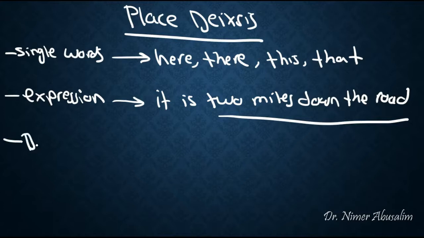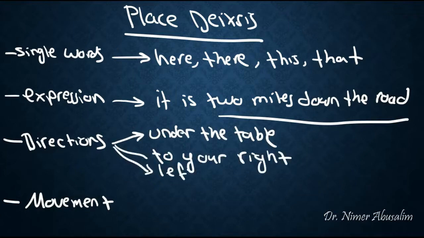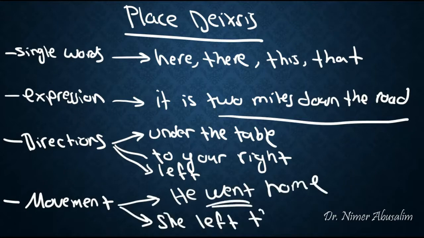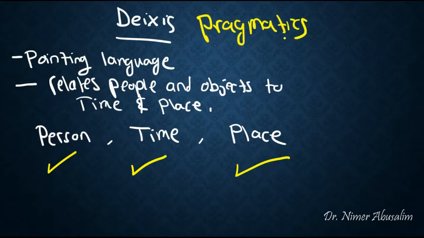Now some words or expressions can point to certain directions, while others can point to certain actions of movement. So example of direction would be under the table, or to your right, left. Example of a movement would be he went home, she left the class. And that way we can say that we have just completed deixis. Now let me just say one more thing about deixis. Deixis relates mainly to pragmatics and not semantics. So what we have introduced so far about deixis should be enough for the purposes of this course.